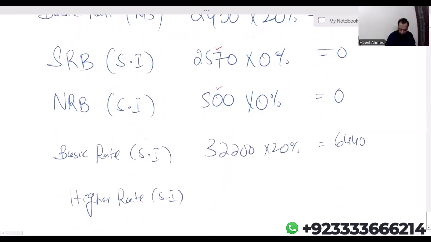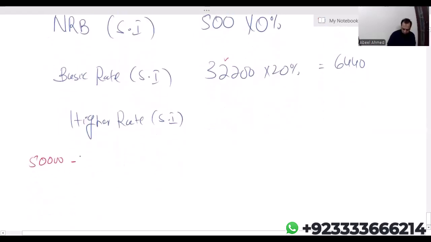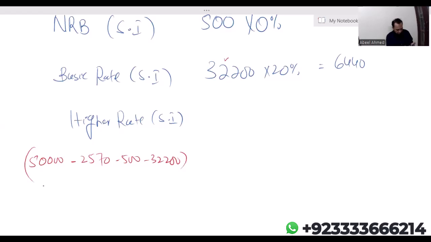It is also coming from the saving income. Let me just show you. The total saving income which we need to tax is 50,000. Out of that, 2,570 we have taken in the starting rate band, 500 in the nil rate band, and 32,200 in the basic rate. Let's see how much is left. 50,000 minus 2,570 minus 500 minus 32,200.